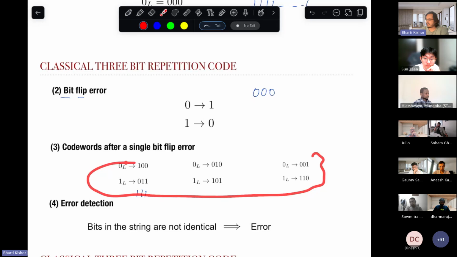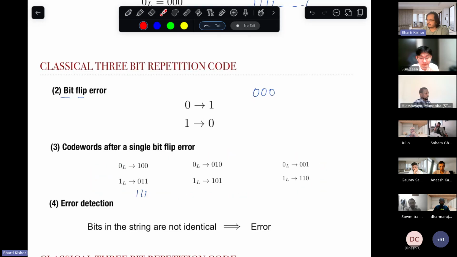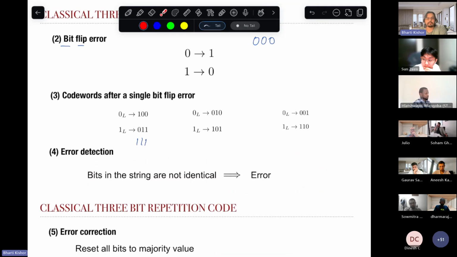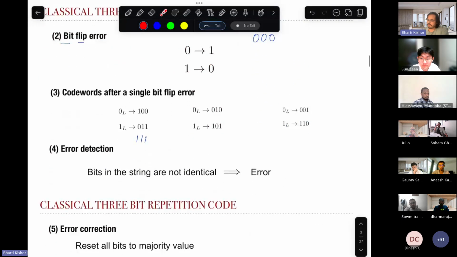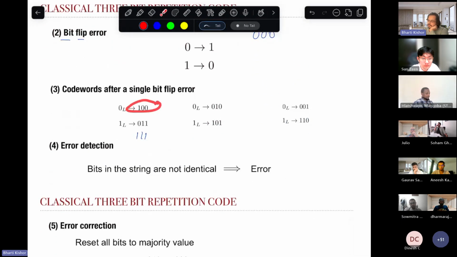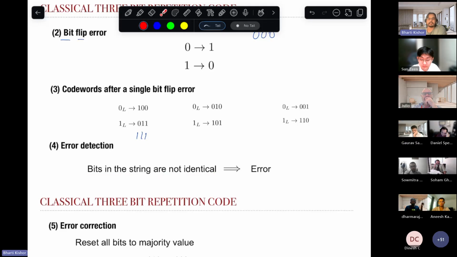So here just one bit has flipped. And you want to detect that there is some error, because before you do error correction, you need to figure out that there is indeed some error. And in this case, finding that some error has happened is very simple. You notice that in your code word, all the bits are identical, like it's 000 or 111. On the other hand, the moment a particular bit flips, the bits in the string are not identical. And whenever the bits in the string are not identical, you say that error has occurred. So that's how you do error detection.